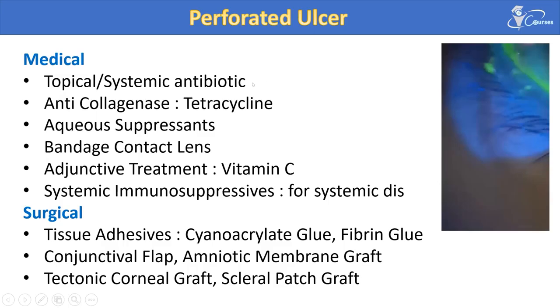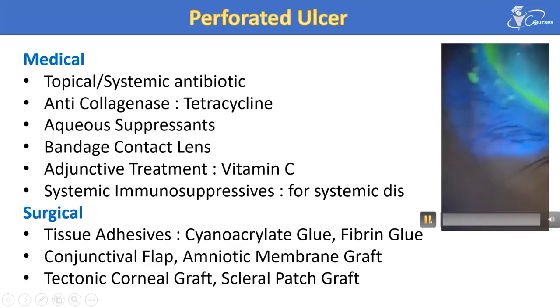First of all, how would we know that there is perforation? We know by a test called the Seidel test, in which we put a fluorescein strip over the ulcer and check for the gush of aqueous from the perforation.